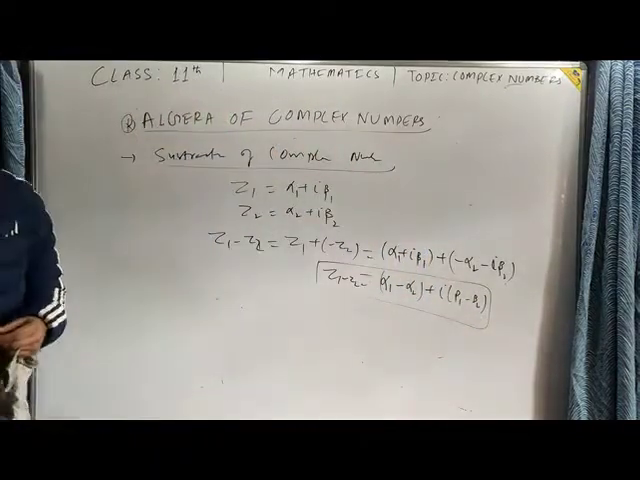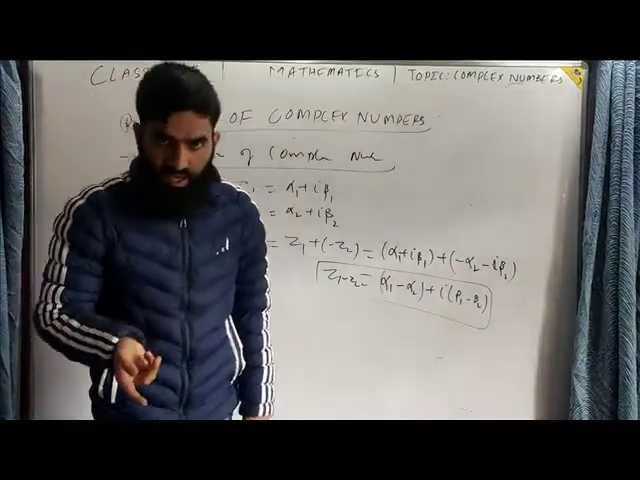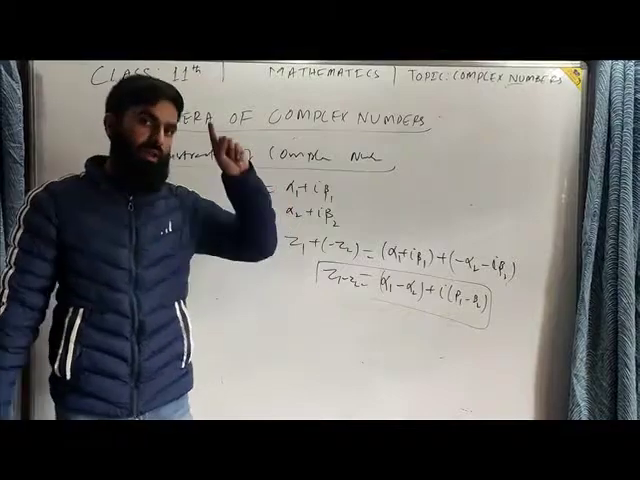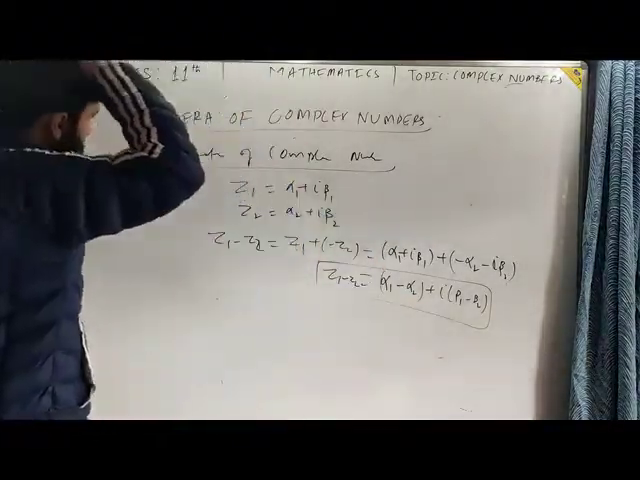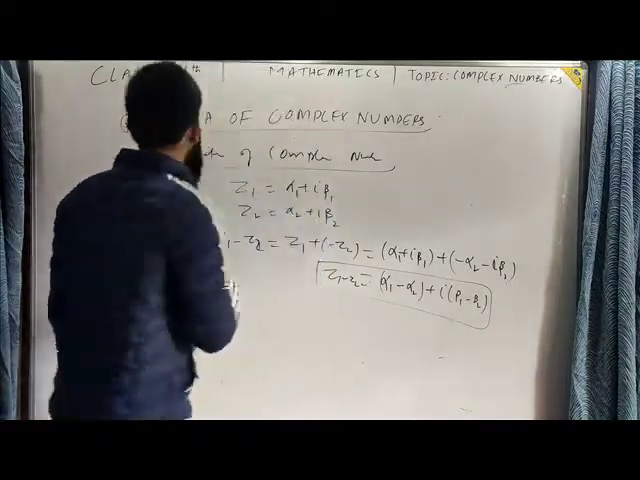So likewise, in addition you have real part plus real part, and imaginary part plus imaginary part. Here we have subtraction of real part minus real part. That is the thing here. So this was a subtraction of a complex number.